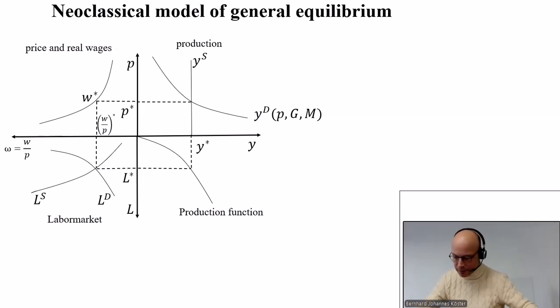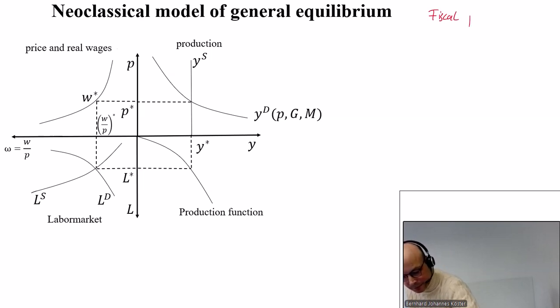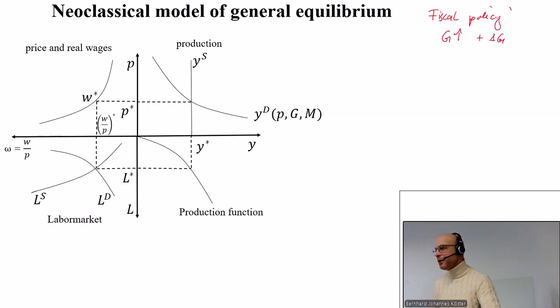So let's start, let's do it in red, with fiscal policy. What does fiscal policy mean? Starting from our equilibrium, fiscal policy means an increase of government expenditure. So plus delta G, larger than zero, of course.